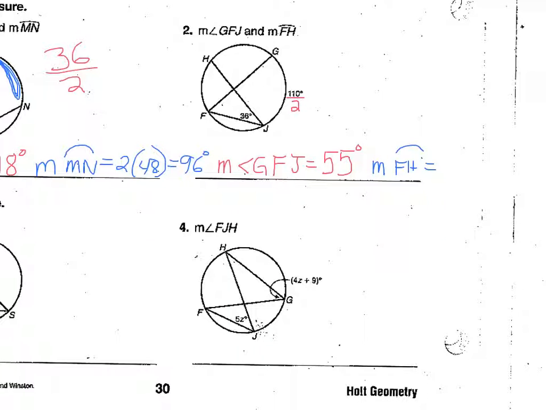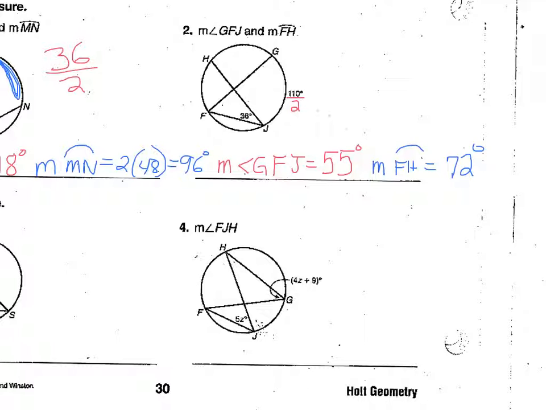Now for the second one, which is the measurement of the arc. Matthew Reyes, what is the measurement of the arc FH? 72. And how did you get the 72? 36 times 2. That is right. So it's 72 degrees. Any questions about finding the inscribed angle or the intercepted arc?